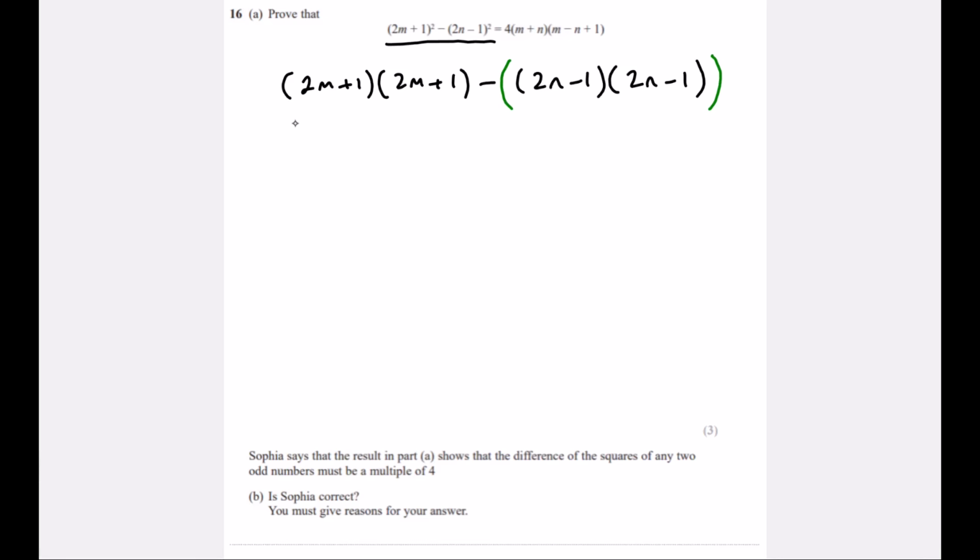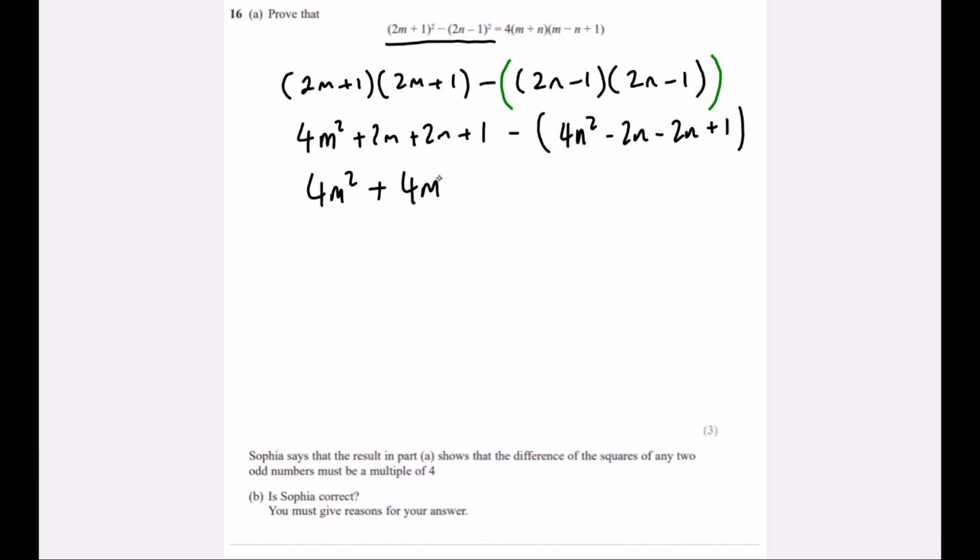So expand and simplify. 2m times 2m, 4m squared. 2m times 1 is 2m. 2m times 1 is 2m. And 1 times 1 is 1. I'm going to leave a bracket in here. 2n times 2n is 4n squared. 2n times negative 1 is negative 2n. Negative 1 times 2n is negative 2n. And negative 1 times negative 1 is positive 1. So we'll have 4m squared plus 4m, collecting the like terms, plus 1. Take away all of 4n squared minus 4n plus 1.